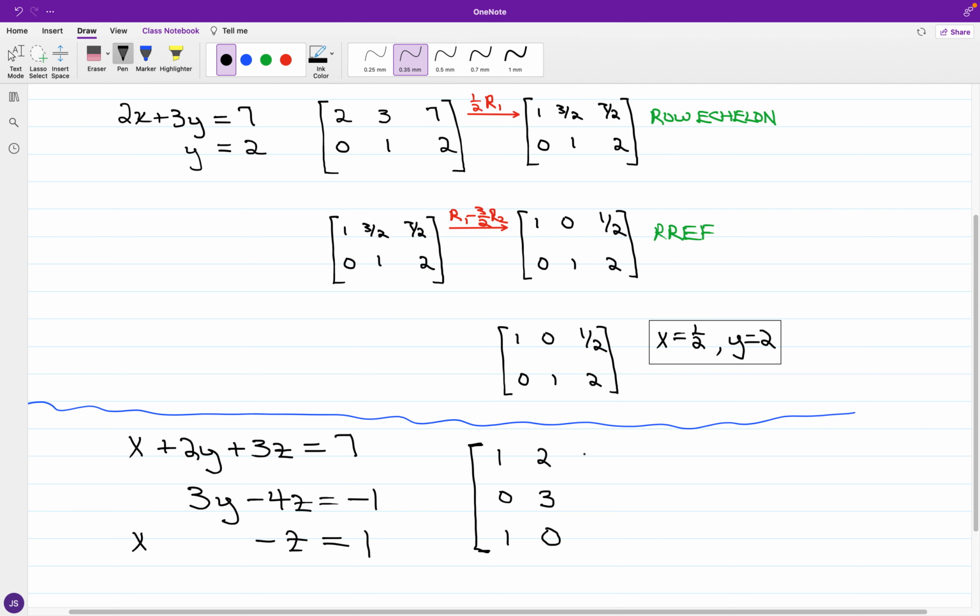And for z, we have 3, -4, and -1. Again, the equations respectively we have set equal to 7, -1, and +1. So this is our matrix setup, or augmented matrix setup.